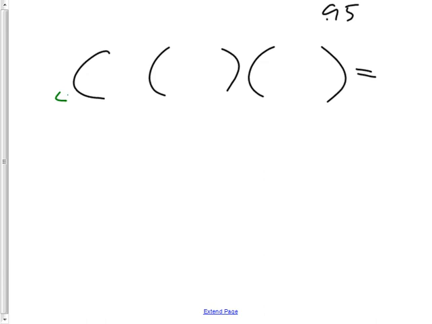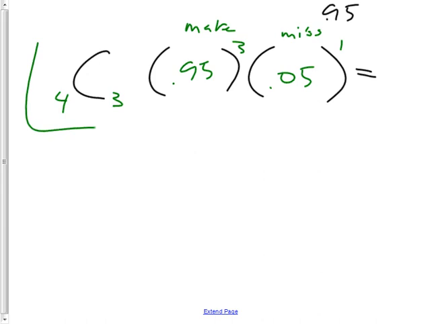We have 4 shots. I'm going to make 3, and then the make percent's right here, and I'm going to put make. And then I'm going to put miss. You do not have to label those, but they just help you keep organized. And I got 3 makes, and that means I got 1 miss. The miss was 0.05. And you go 0.95 to the third, 0.05 to the 1. And this tells me how many paths there would be, so that's a number.